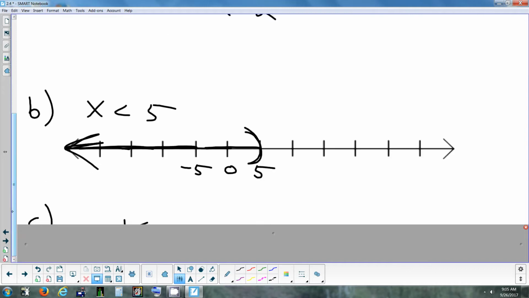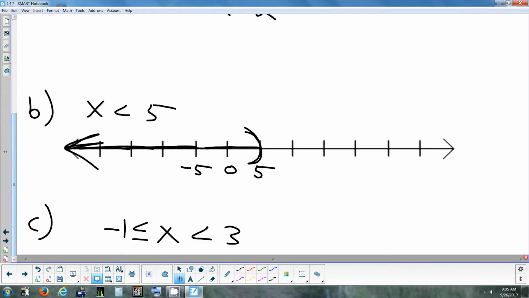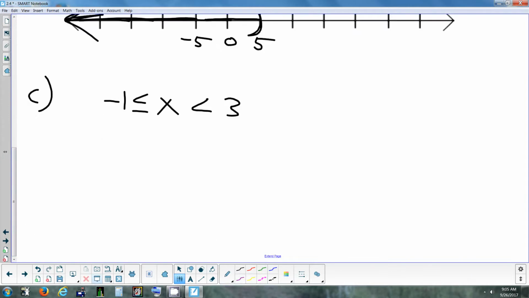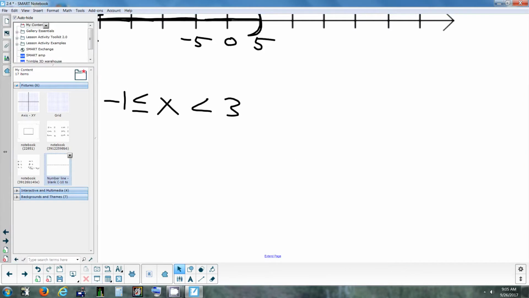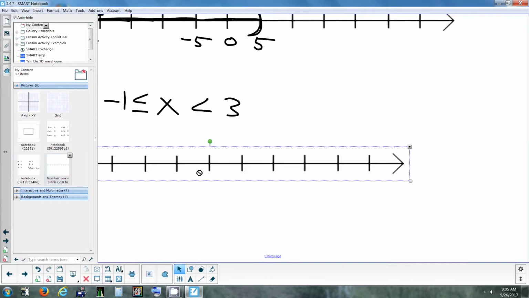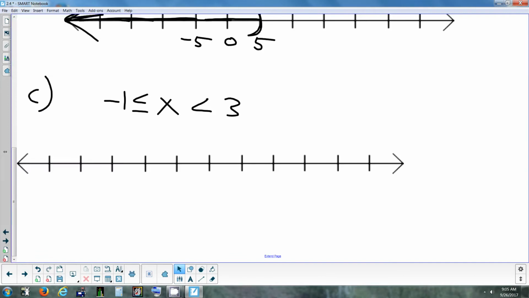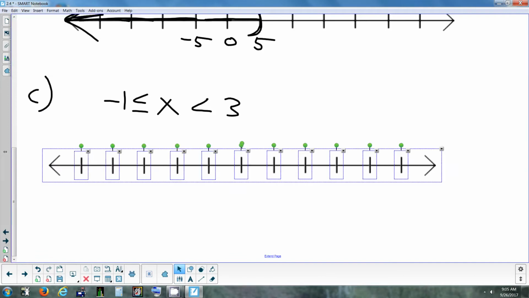Okay, let's take a look at this one. So Dylan, what's going to be the big difference between C compared to the A and B? It's not going to go on forever, it's going to stop. Yes, it's going to stop. It's not going to go on forever. Perfect.